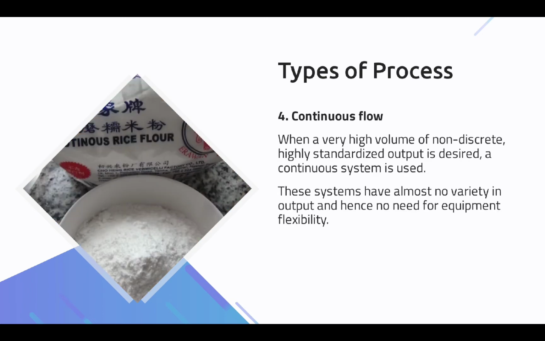Number 4, continuous flow. When a very high volume of non-discrete, highly standardized output is desired, a continuous system is used. These systems have almost no variety in output and hence no need for equipment flexibility. An example here is a factory producing sugar, flour, salt, and even internet services.